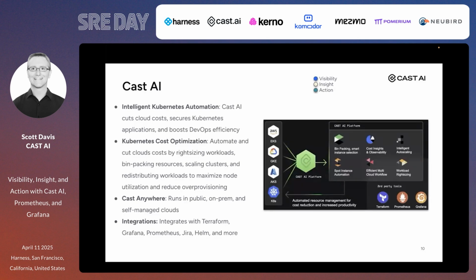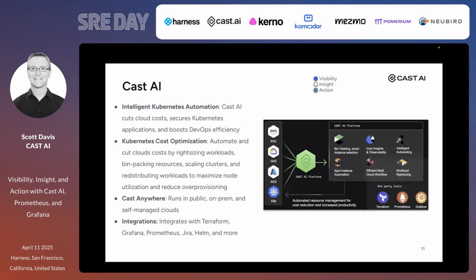So Cast AI is really focused on intelligent Kubernetes automation. What that means is, who here uses Kubernetes? Yeah. Okay, good. A good amount of people. Now, is it easy to manage Kubernetes? No. Yeah, no hands. I've never seen anyone raise a hand to that question. It is a difficult thing to manage Kubernetes. So how can we make that easier and faster, but more efficient from a cost optimization standpoint?